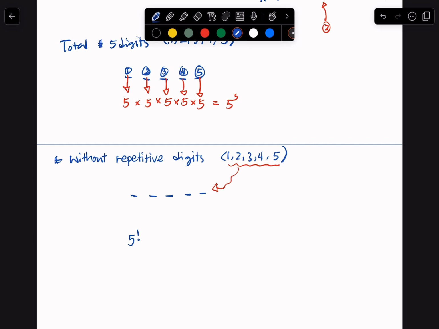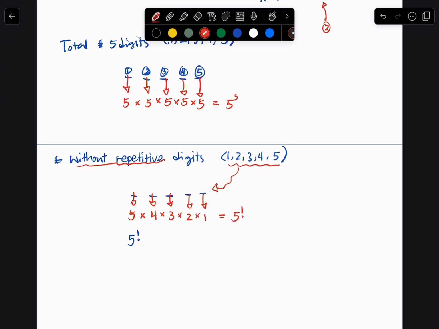Of course, if you want, you can use the multiplication principle to check if your answer is correct. So you have 5 choices for the first place, and for the second place, you're not allowed to use repetitive digits, so I will just have 4 choices here. For the next one, I'm going to have 3 choices, and 2 choices, and 1 choice. So finally, we just multiply all the numbers together, which gives me 5 factorial.